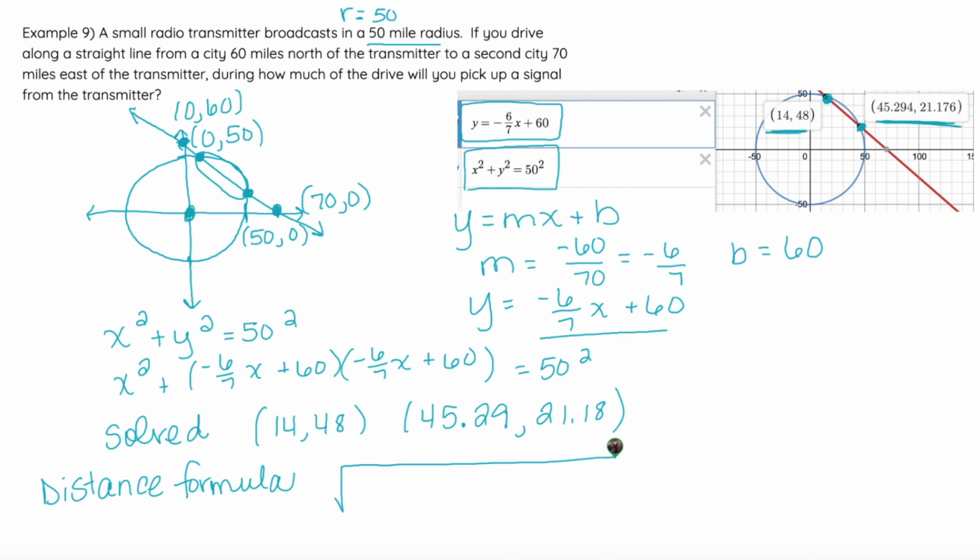So I can take the difference of my x values, so 45.29 minus 14 squared, plus 21.18 minus 48 squared, and taking the square root of all of that, we will pick up the radio transmission for approximately 41.21 miles. So it made sense to utilize decimals here based on what we're actually trying to find. So again, please make sure that you're being careful with the results within MyOpenMath.